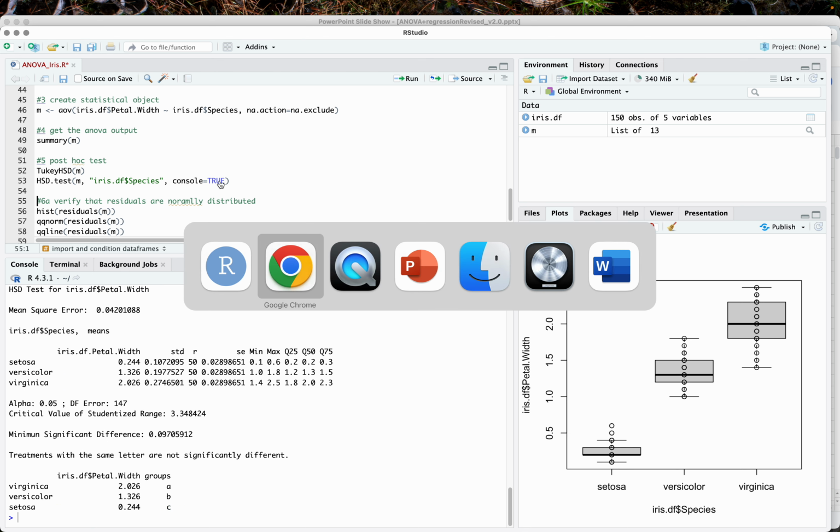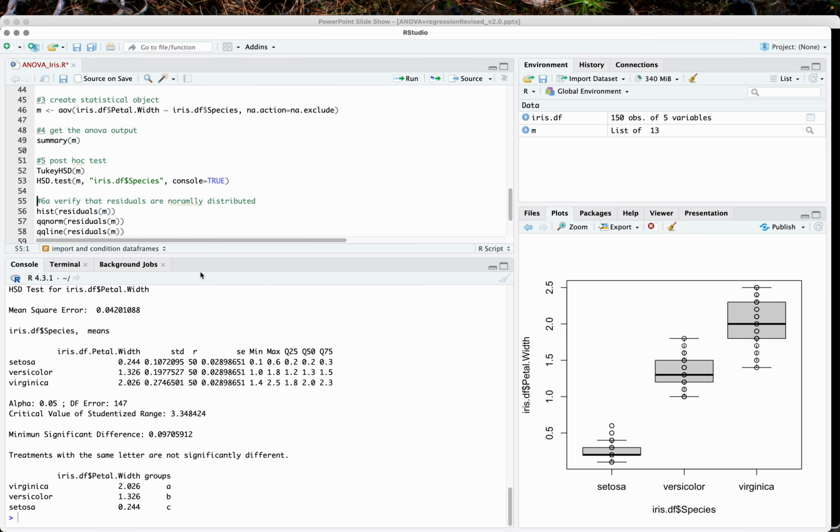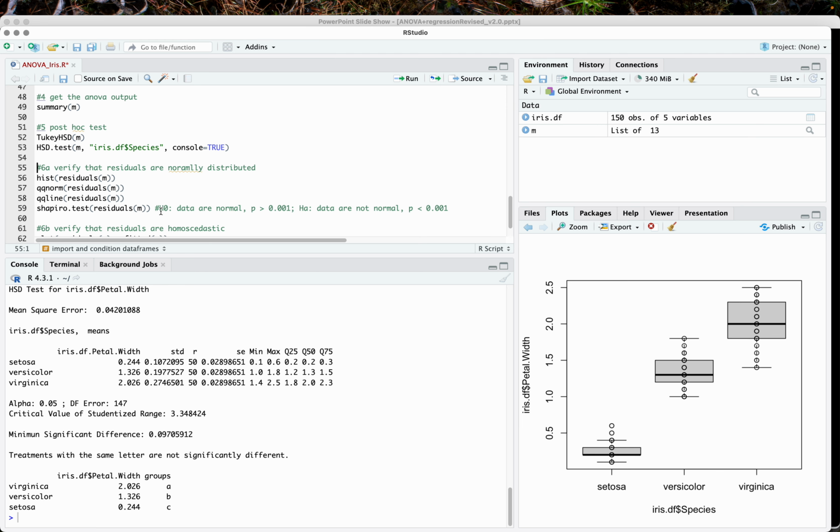But now we get to the real question. We did our visualization, we made our statistical object, we got our output, we did our post hoc. But now, is the p-value valid? We have to verify that the assumptions are met. This is an essential and key part of the statistical analysis. Can we actually trust the p-value that was always going to be given to us, whether we met the assumptions or not? Precisely. So here we go.